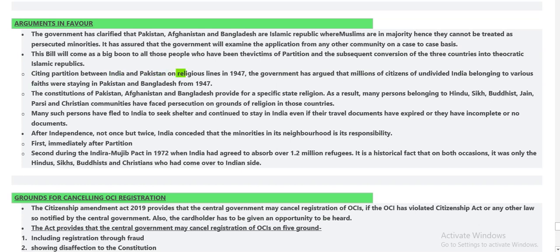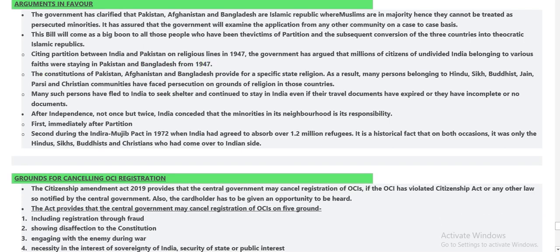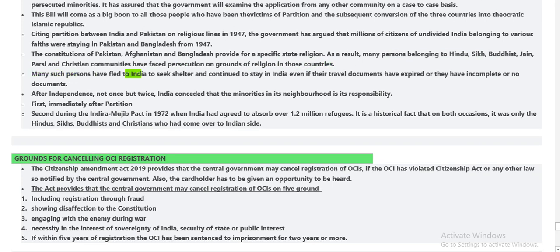This bill will come as a big boon to all those people who have been the victims of partition and the subsequent conversion of the three countries into theocratic Islamic republics. Citing partition between India and Pakistan on religious lines in 1947, the government has argued that millions of citizens of undivided India belonging to various faiths were staying in Pakistan and Bangladesh from 1947. The constitutions of Pakistan, Afghanistan and Bangladesh provide for a specific state religion.